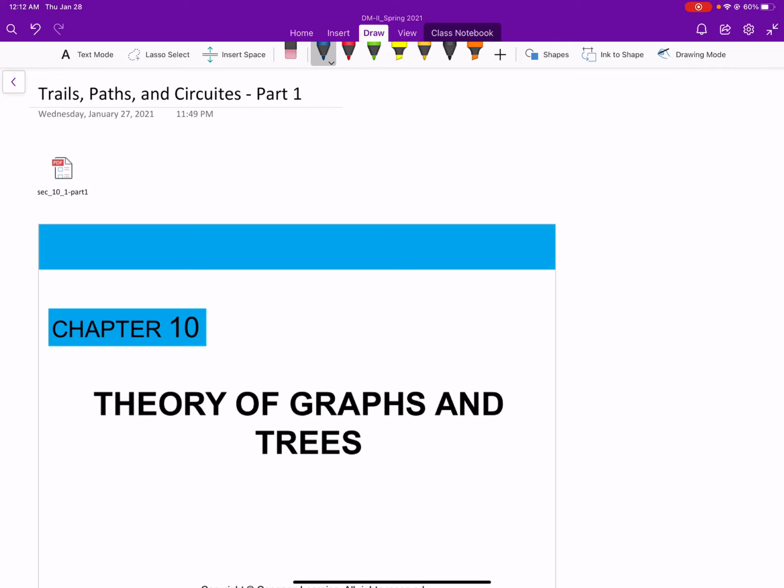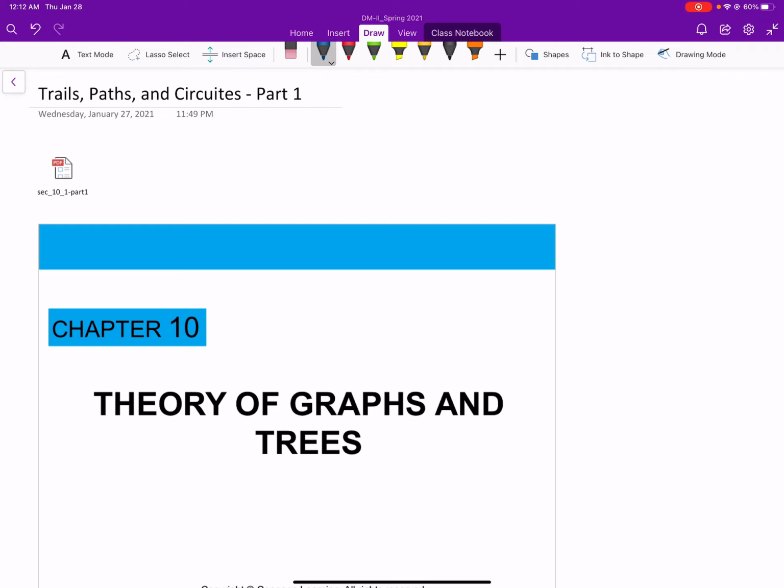Hello, today we are going to learn trails, paths, and circuits. This is in chapter 10 of the textbook. Chapter 10 is Theory of Graphs and Trees. Chapter 10 has 6 sections. We're going to learn all the 6 sections in Discrete Math 2.